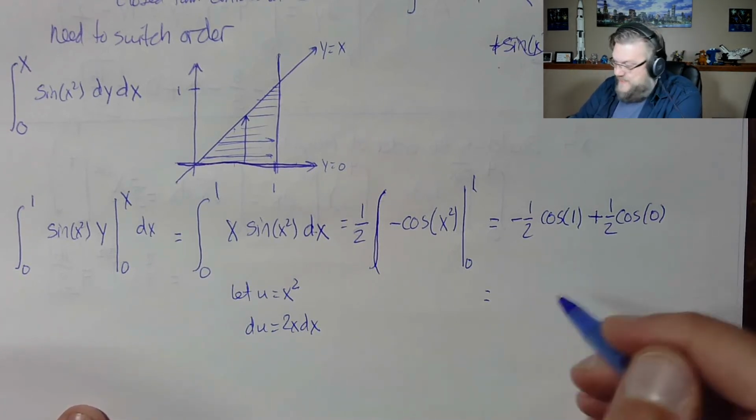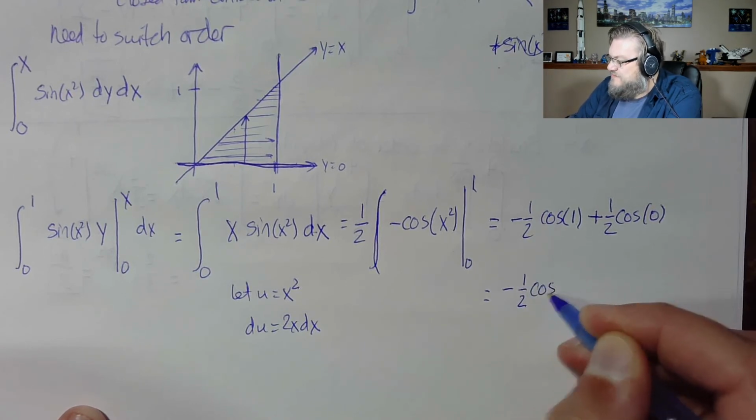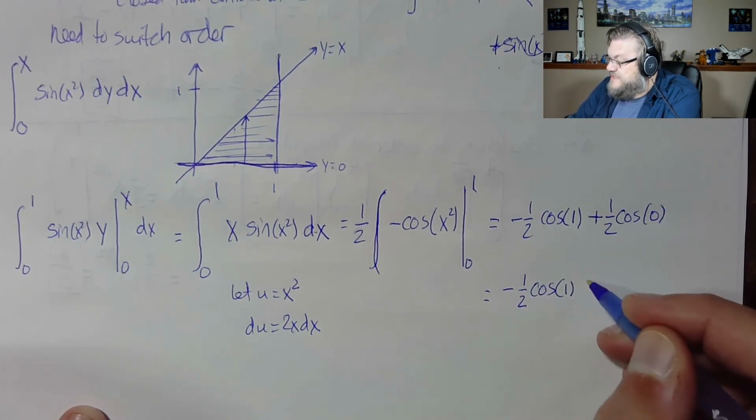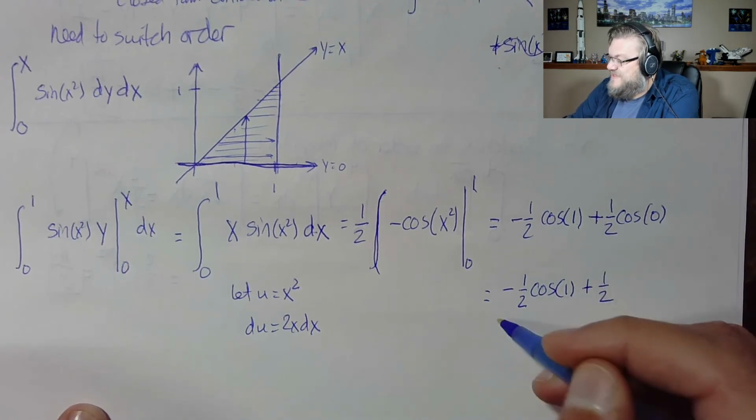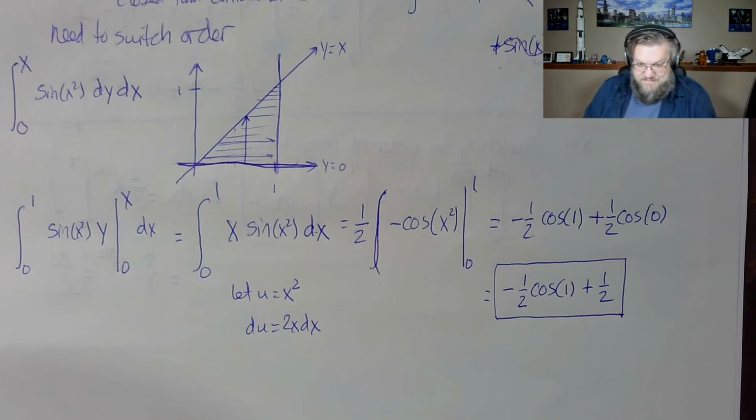I don't know what that is. I'd have to type it in my calculator. So I'll just leave it as negative 1/2 cosine of 1. And then cosine of 0 is 1. So this is just plus 1/2. So I end up getting a quantity. There it is. That's the calculation of that iterated integral. Crazy, huh? All right. Any questions with that?